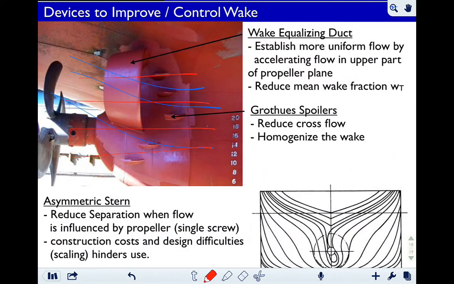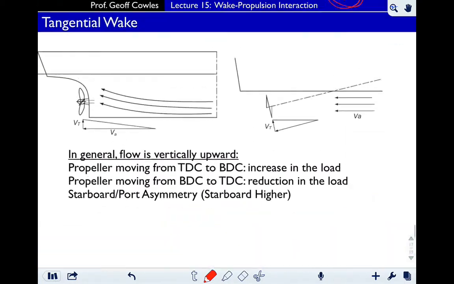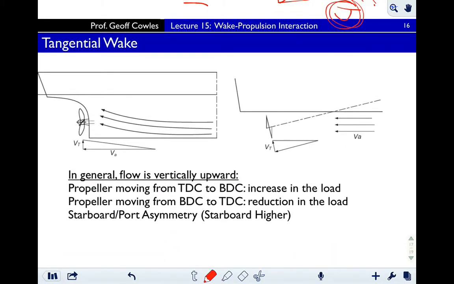So there are some devices to control the wake. I showed these in class earlier. Actually it's shown better in this diagram: the shape of the ship is like this. It's fatter in the middle and skinnier, and the keel is here, so the flow follows that shape. So it's impinging on the propeller at an angle to the propeller.